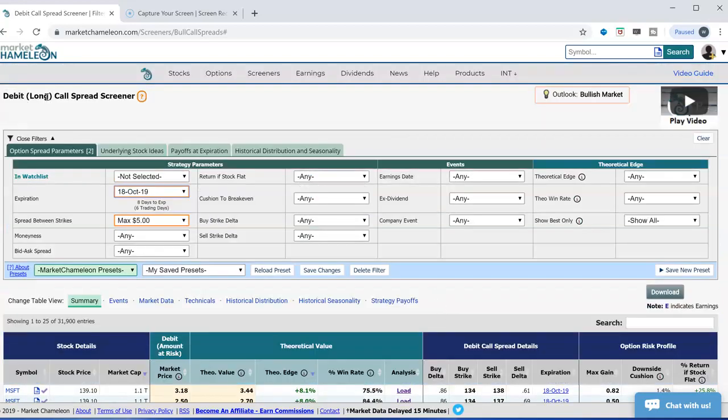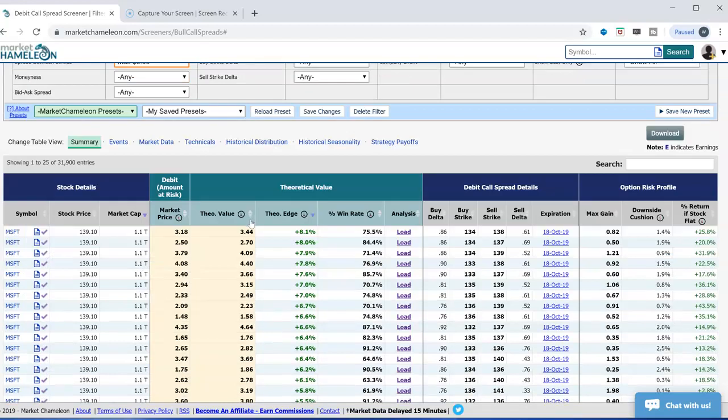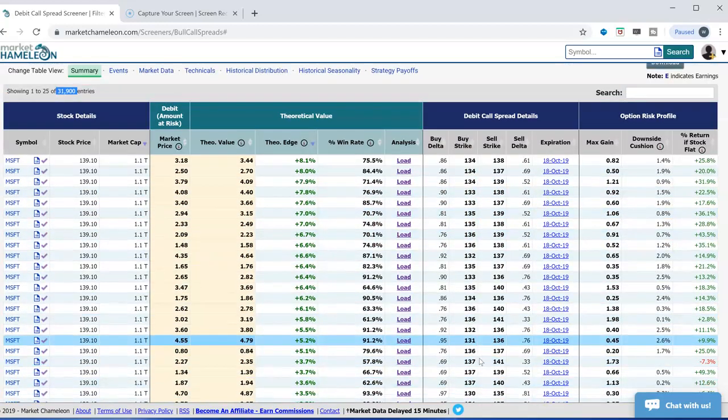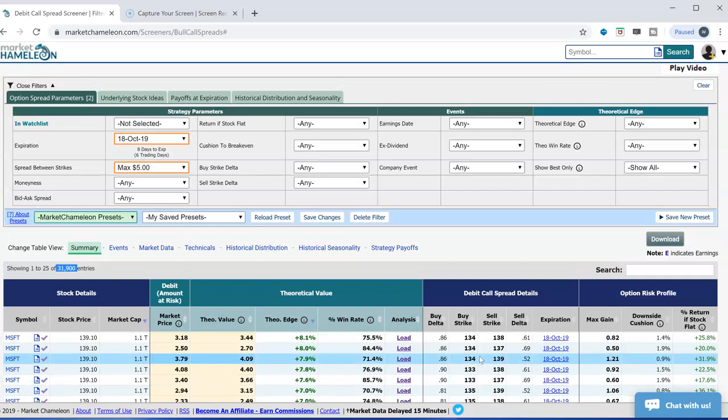I pulled up a debit long call spread screener. I only have one expiration selected here, the October 18th expiration. As you can see, there are 31,900 potential call spreads. I have it sorted right now by market cap, and you see Microsoft call spreads popping up here for the October 18th expiration. You have the 134, 138 call spread, 134, 137, 134, 139. So many different combinations just in Microsoft alone. You could imagine that when you scan the entire market, you have tens of thousands of them.